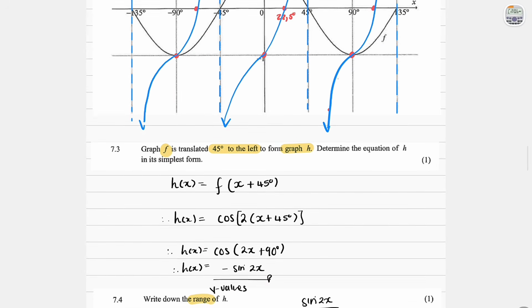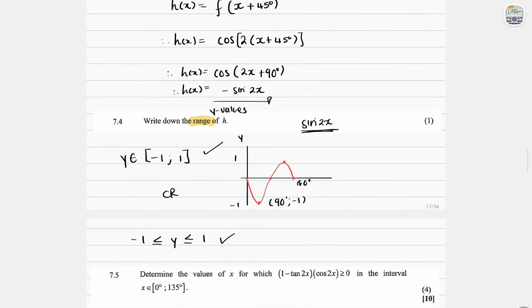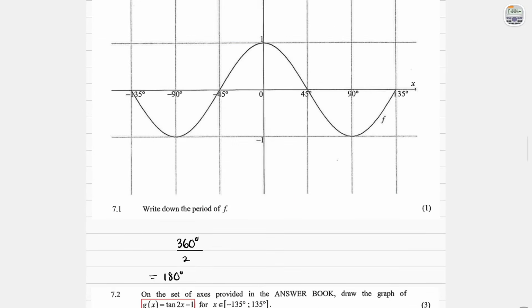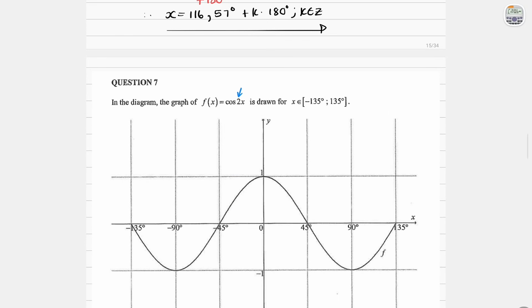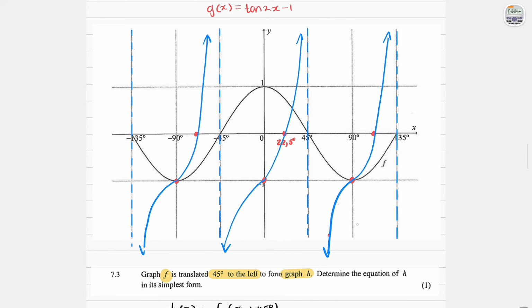Remember, we have the graph of tan 2x minus 1. But this one says 1 minus tan 2x. So you can see there's just a common factor of negative 1 there. And then this one says cos 2x. Okay, so cos 2x is the graph of f. So they're clearly using the graph of f and the graph of g, the blue graph.